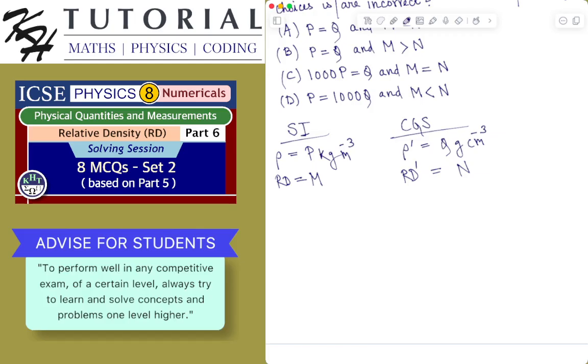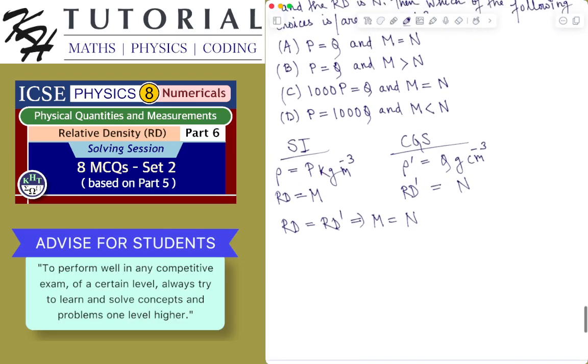So always remember that the relative density of a substance never depends on what system of unit you have used, whether you have calculated the relative density by using the value of density in SI or CGS. It does not matter. It will be the same, constant. So RD should be equal to RD dash. This implies M should be equal to N. This is the first thing we know.